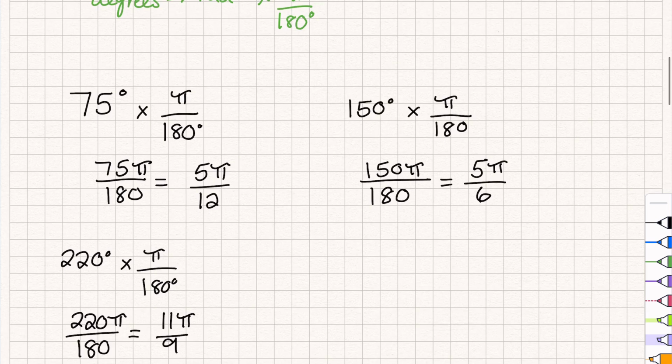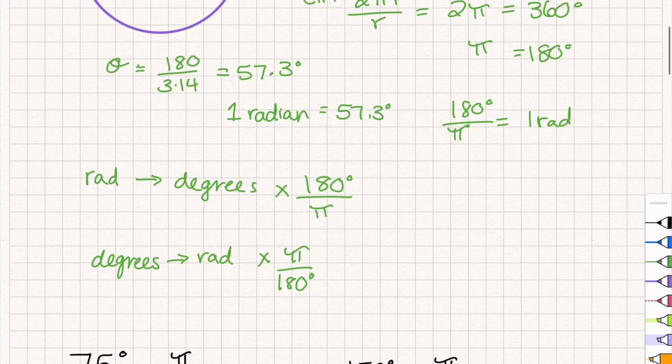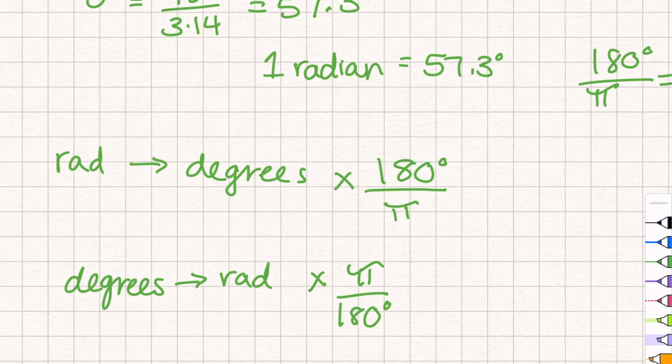Just as a summary, when we're converting from radians to degrees, you multiply by 180 and divide by pi. When you're going from degrees to radians, you multiply by pi and divide by 180.